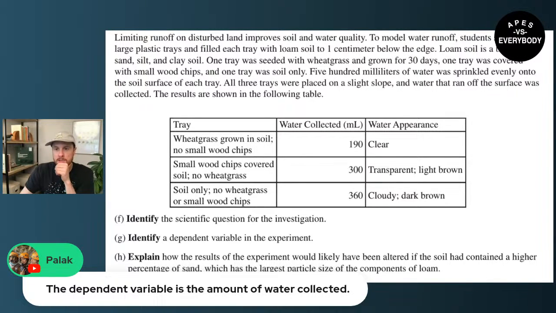Oh, yeah, the APES logo is blocking some words. Let's get rid of that for right now. Thank you for pointing that out.